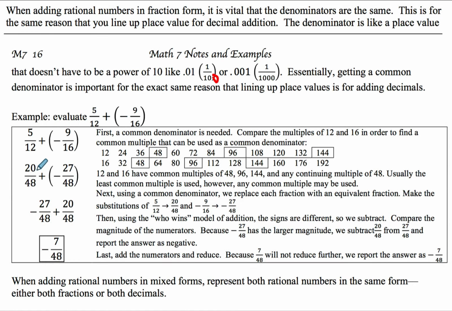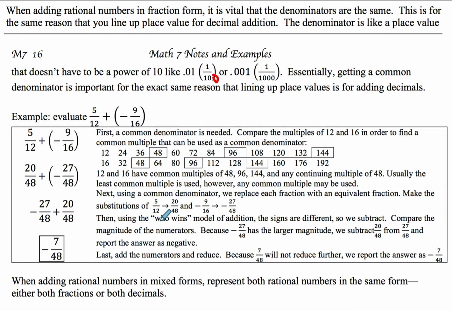So we change it. Next, using the common denominator, which we chose to be 48, we replace each fraction with an equivalent fraction. Make the substitutions. 5/12 is going to become 20/48, multiplying top and bottom by 4. So 5 times 4, 12 times 4. And negative 9/16 becomes negative 27/48. That's times top and bottom by 3. 16 times 3 is 48. Negative 9 times 3 is negative 27.